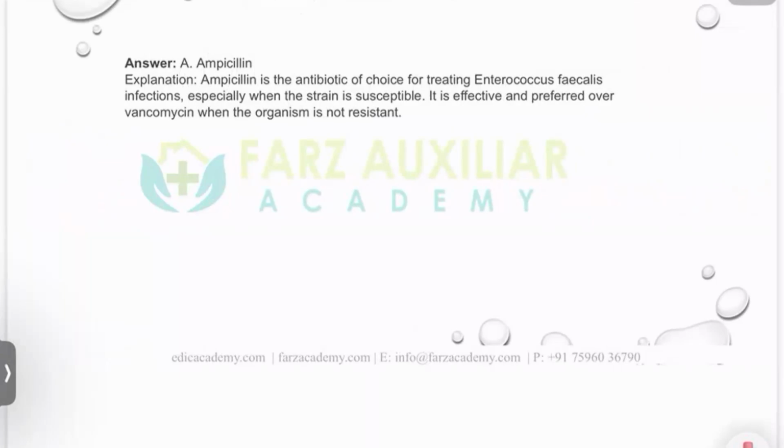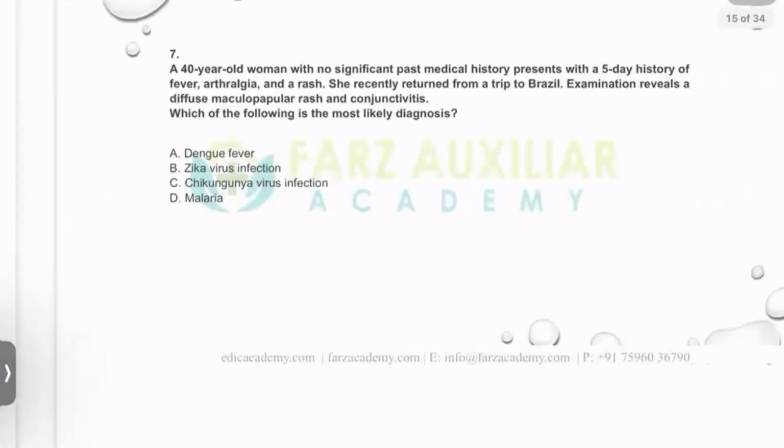So the answer is ampicillin. It is the antibiotic of choice. Ampicillin with gentamicin, then ceftriaxone; not working, vancomycin. If nothing is working, surgery. Surgery is also indicated for abscess formation, distant embolization, and heart failure. Is that clear? So this is a quick recap.